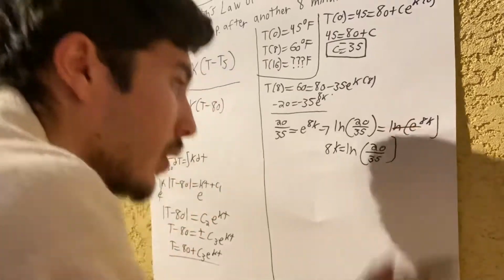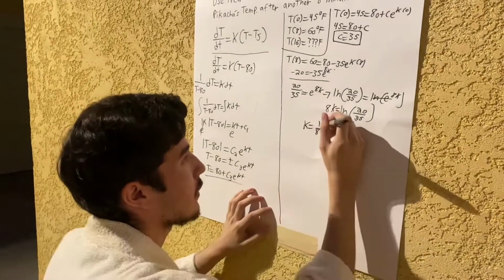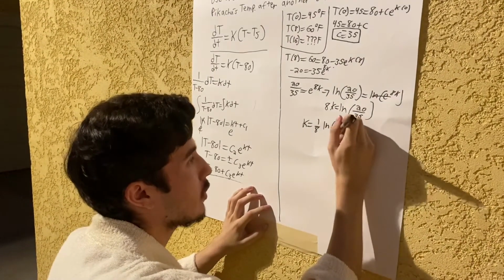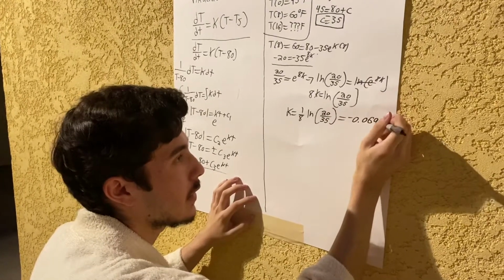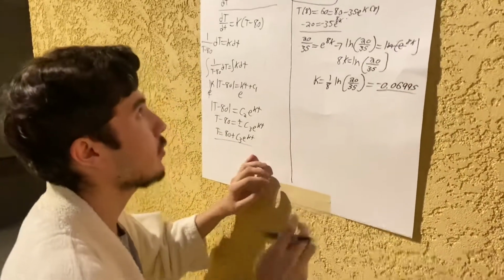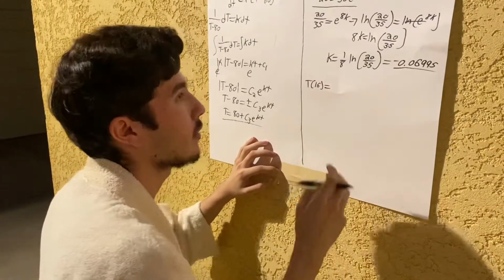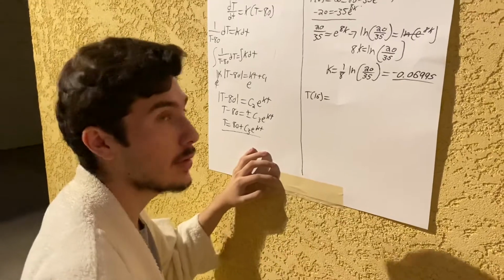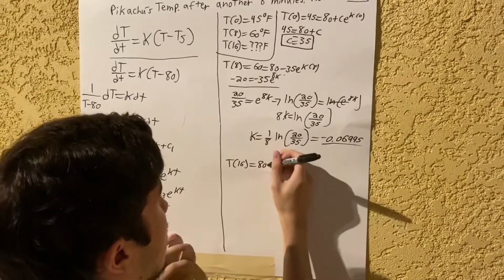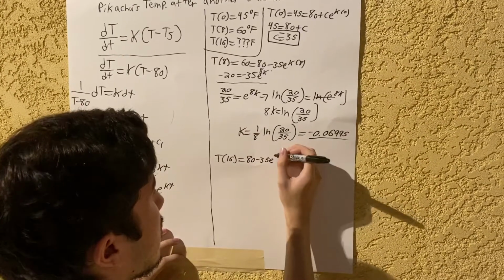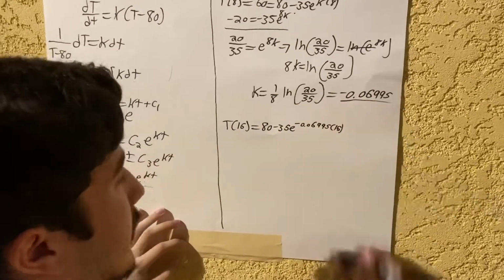Okay, now it's time to get my calculator. I know k is equal to 1/8 ln of 20 over 35, or in other words, negative 0.06995. So that's going to be k. So now we just have one last value we need to find. T is 16. We don't know what it's equal to, the exact value, but we know the equation. So plugging in this for k, we're going to have 80 minus 35 e to the negative 0.06995 times 16, which is t.